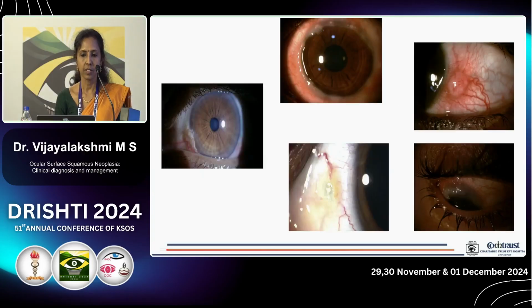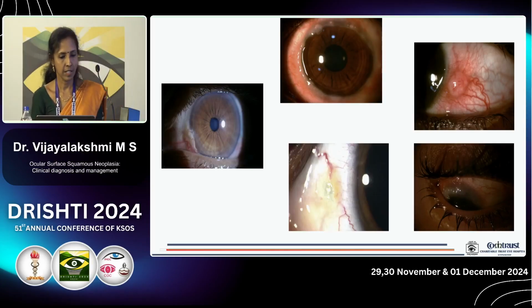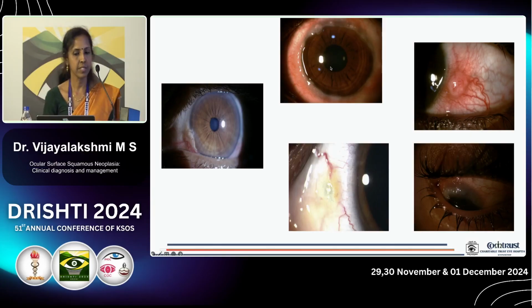So, these are some mimickers. This is keratoconjunctivitis. This is a pyogenic granuloma or a foreign body granuloma picture. This is a pinguecula. Here you have the pterygium, and again palpebral form, limbal form of VKC. So all these can be mimickers of OSSN.